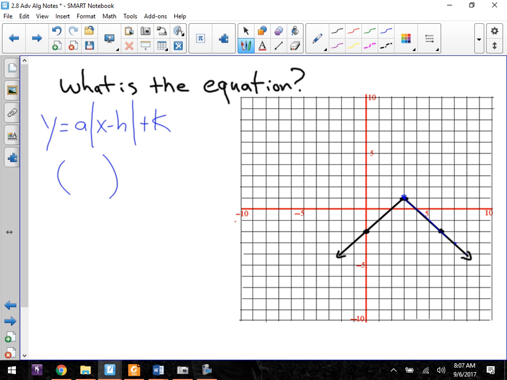Where's the vertex? 3, 1. Good. What's your slope? -1. So all this is, sometimes you just see it written as negative absolute value. You don't put the 1 there.